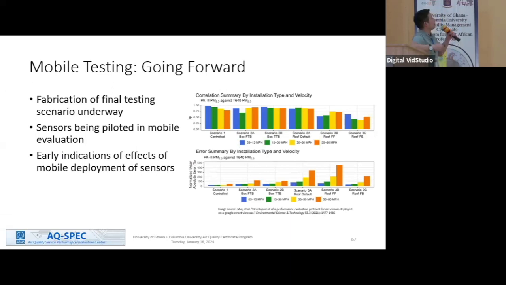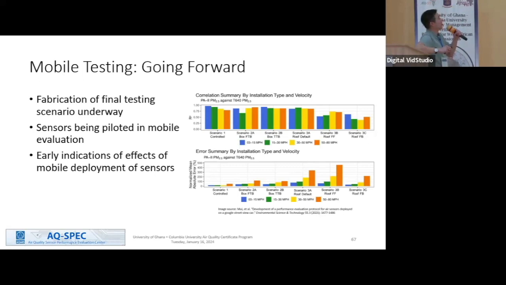So yeah, going forward, this is something that I hope to get as a systematic effort. So we're still fabricating our final testing scenario. We are testing sensors in more of a pilot kind of study. And we do have early indications of effects of mobile deployment of sensors. This is a graphic that I snipped out of a paper that we put in ES&T. Sorry for the small font, but you can find it when you get the slides.